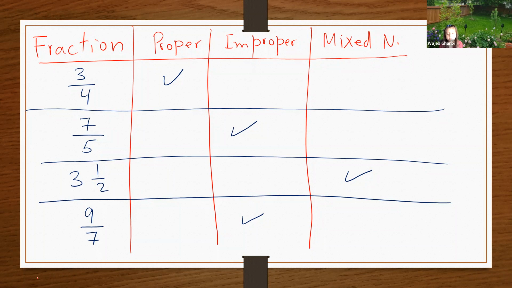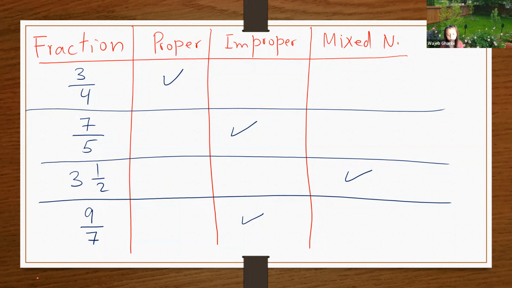7/5. 7/5 is improper because 7 is greater than 5, and the numerator is greater than the denominator. In this case, we call it an improper fraction.